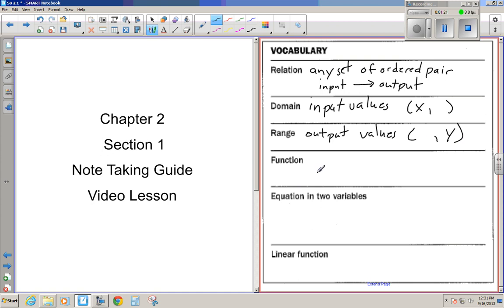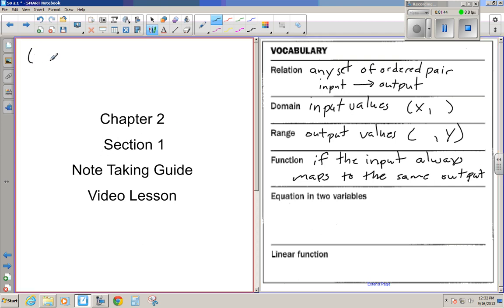Now something is a function if the input always maps to the same output.